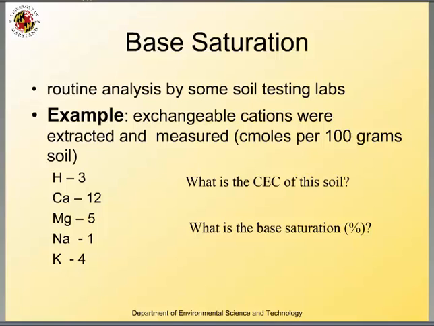22 of 25. A percent is parts per 100. 25 is a quarter of that. How about 88? Our base saturation is actually 88%. 22 divided by 25 expressed as a decimal fraction is 0.88. So this soil has a CEC of 25 centimoles per 100 grams and a base saturation of 88%. That's a nice fertile soil.